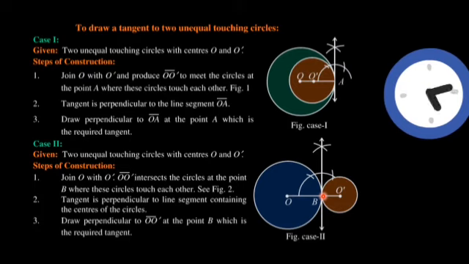This tangent is perpendicular to the line segment containing the centers of the circles. This tangent is perpendicular to this line segment. We draw the perpendicular to OO prime at the point B, which is the required tangent. So this is the required tangent for this case.